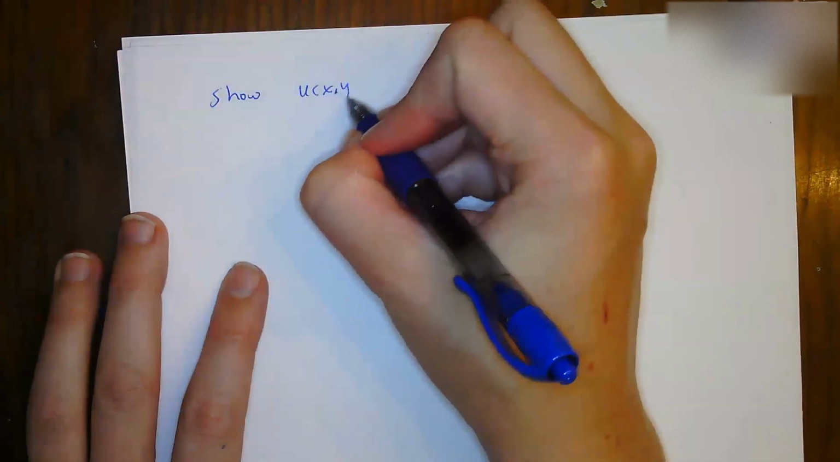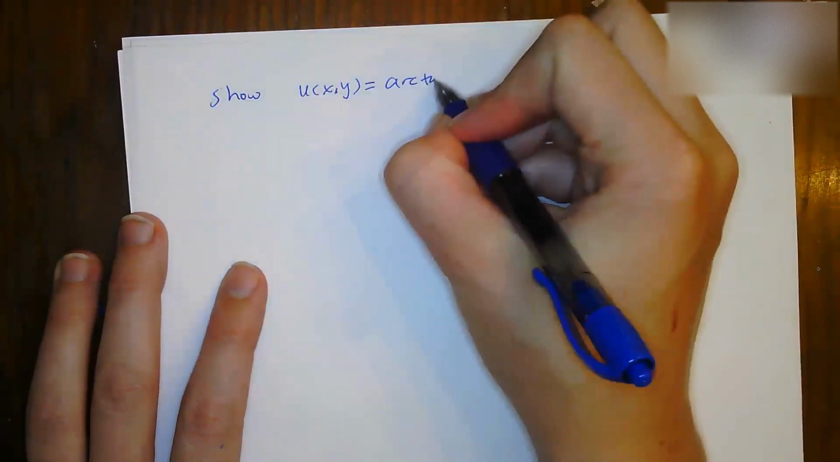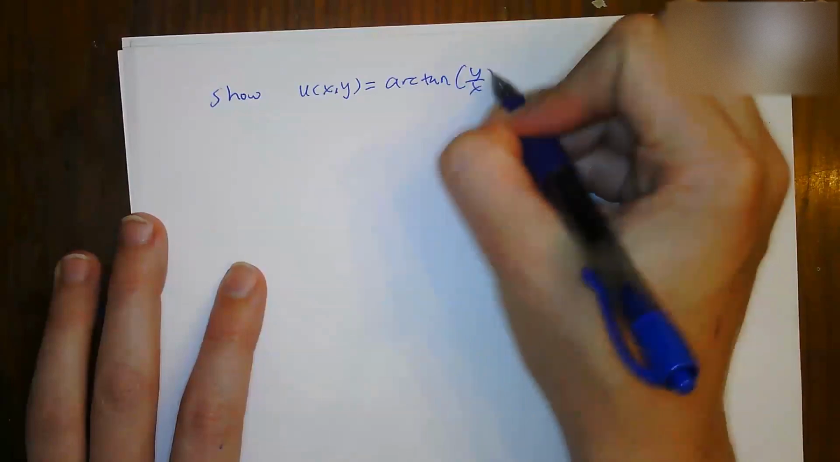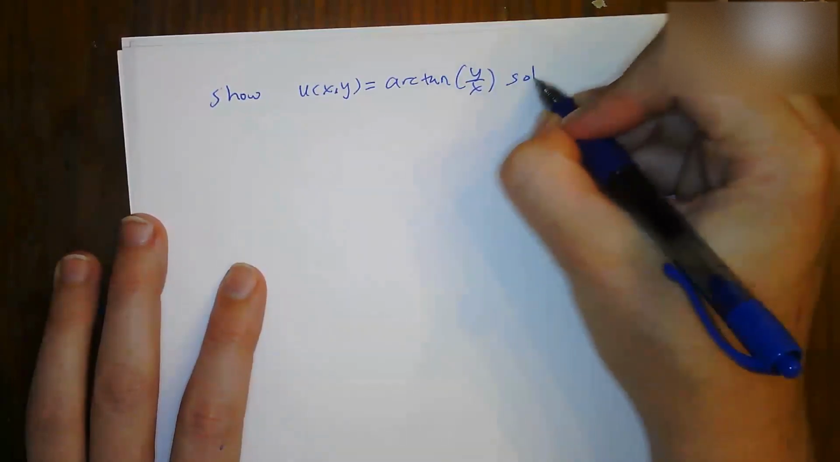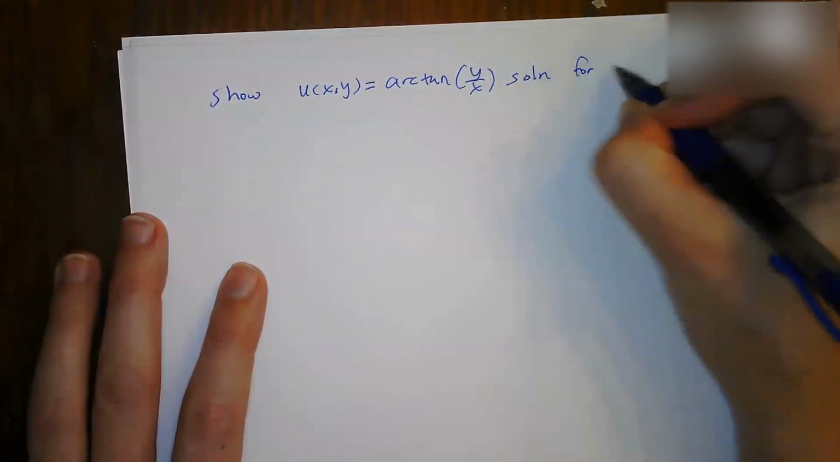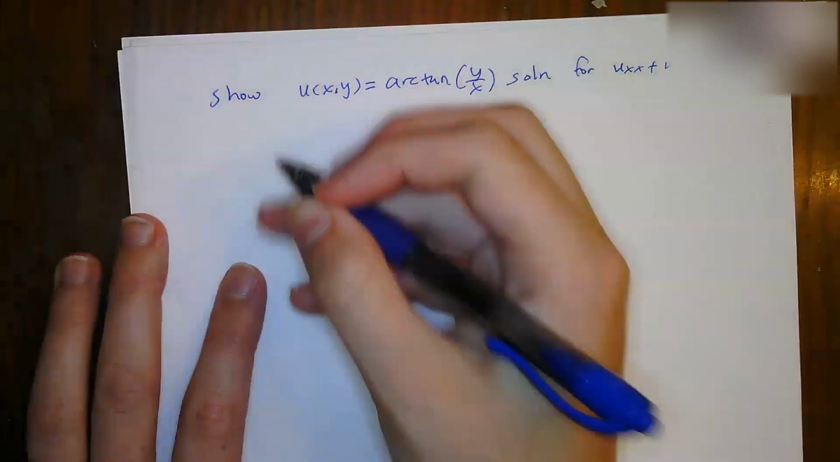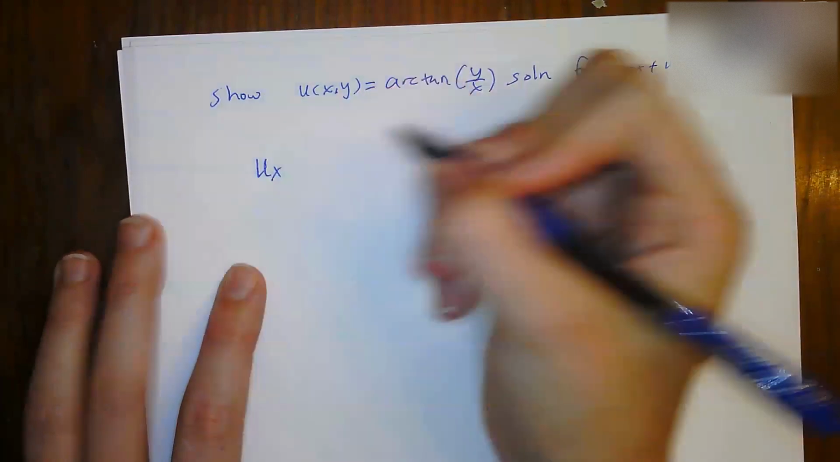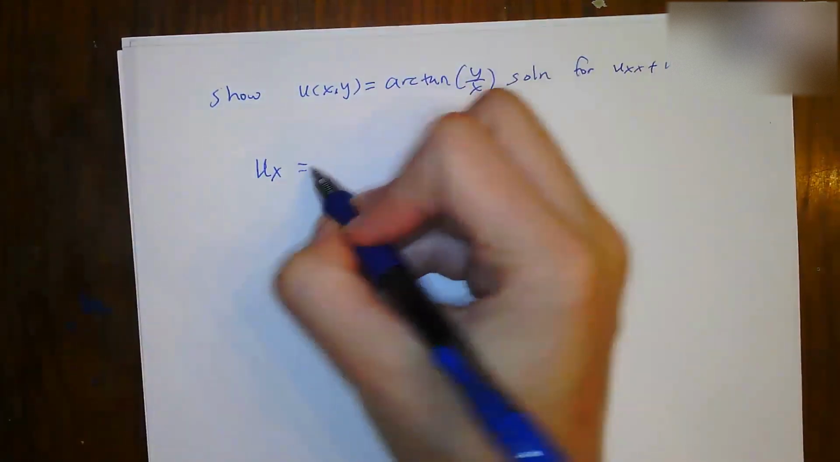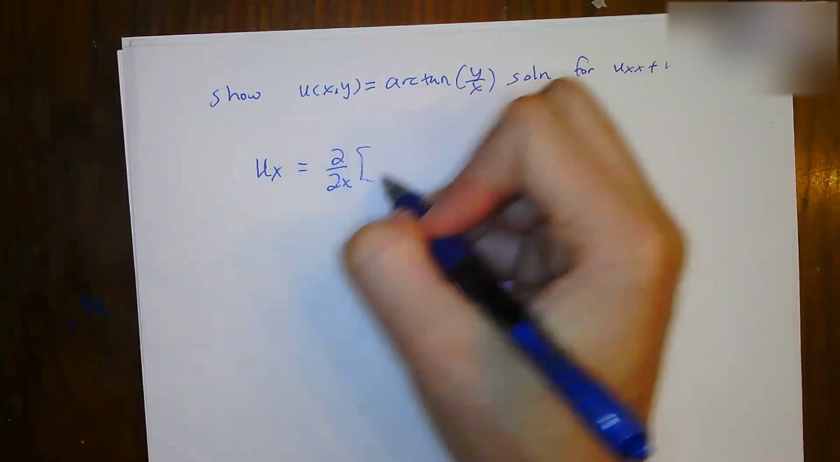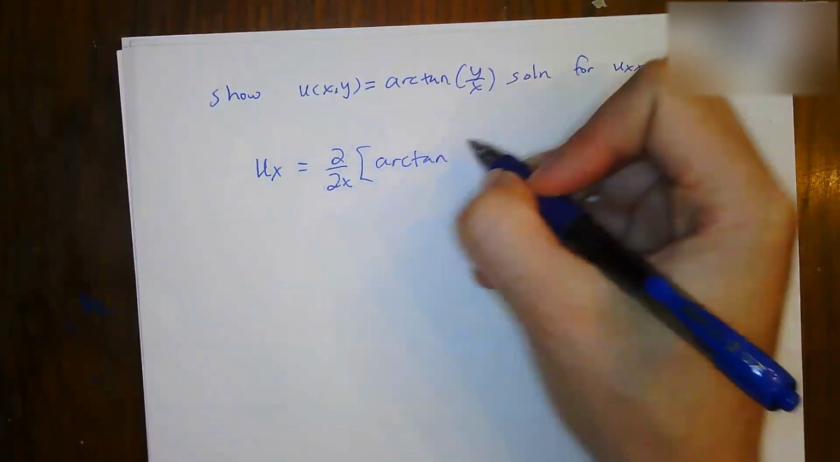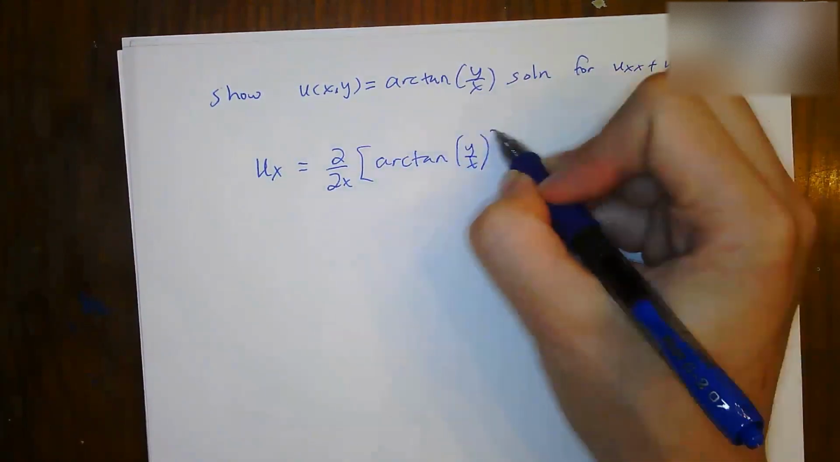So what we want to do is show u of x, y equal to arctan of y over x is a solution for Laplace's equation, u sub xx plus u sub yy is equal to 0. So we take the first partial derivative of u with respect to x. So that's partial x of arctan y over x.